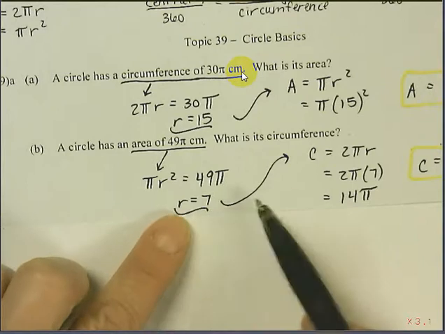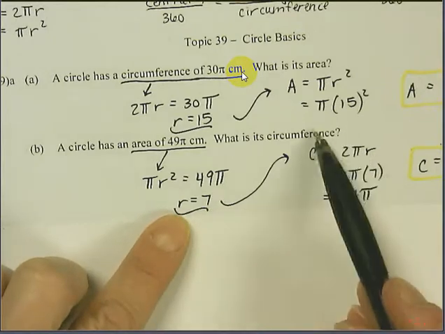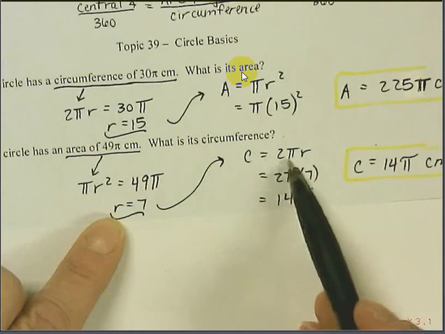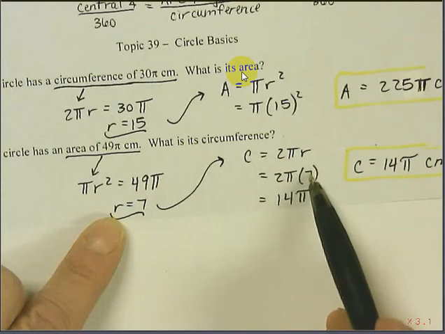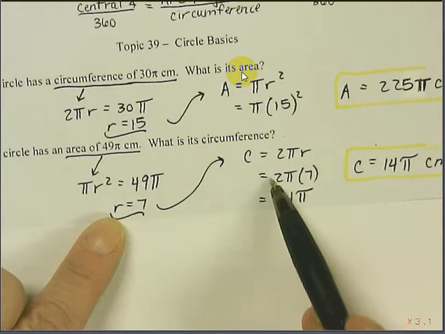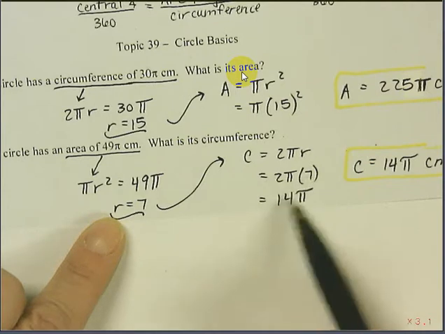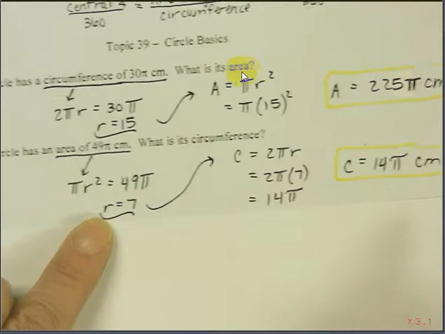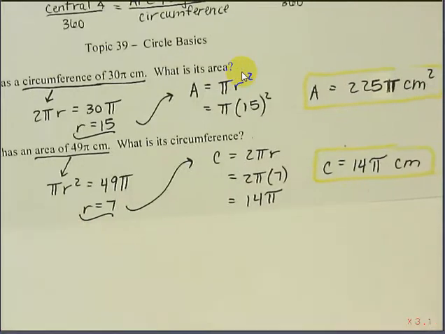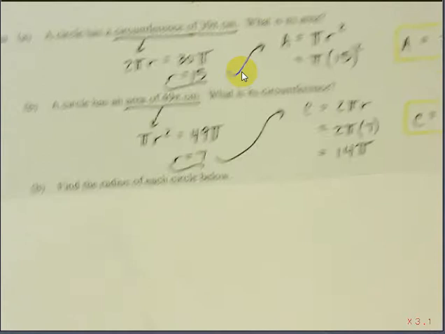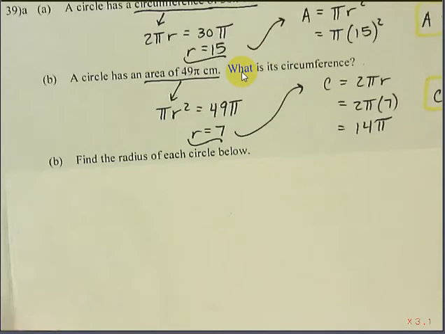Once we get our radius, we take that, and they're asking for our circumference. So remember, the formula for the circumference is 2 pi r. Substitute in 7 for the radius. And then we just simply multiply 2 times 7, which is 14. So the answer for the circumference is 14 pi centimeters. Okay. Part C.